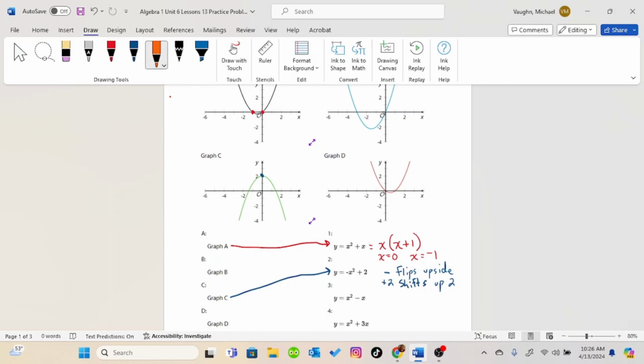Equation 3. We see x squared minus x. Again, I'm going to factor out an x to change it from standard form to factored form. X squared divided by x is x, and negative x divided by x is -1. This means my x-intercepts are going to be x equals 0 and x equals 1. So if we look at our graphs, we see that graph D has an intercept at the origin and an intercept at +1. That means graph D matches equation 3.